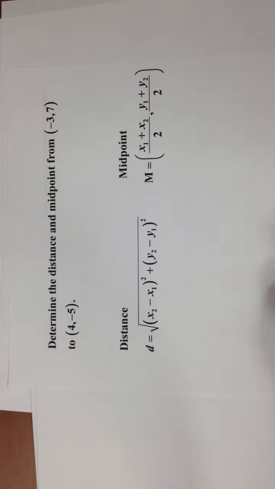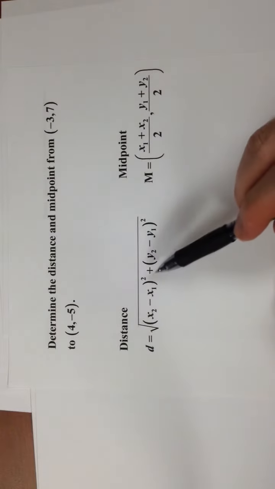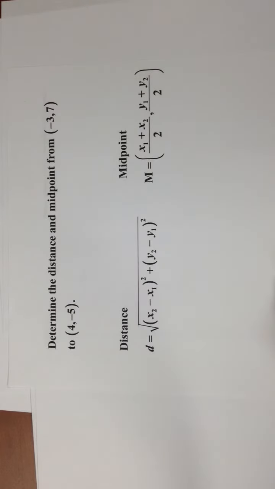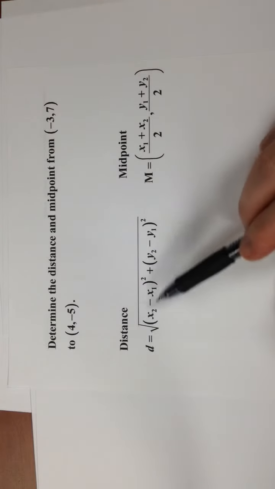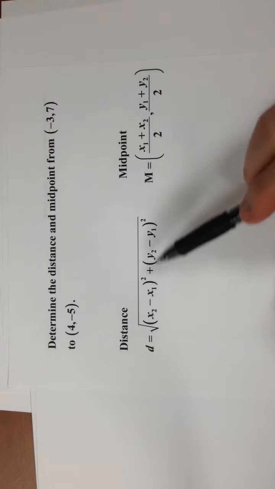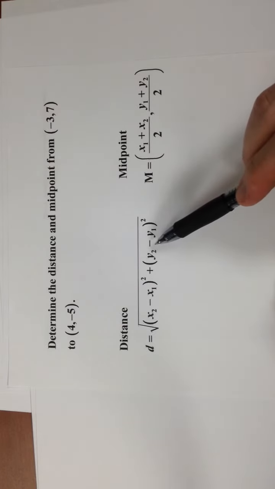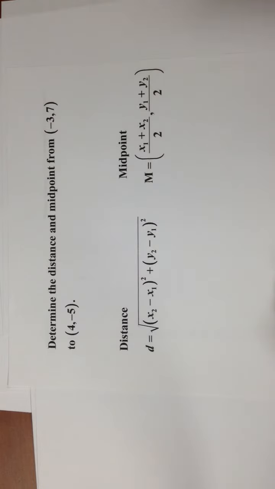Okay, now to be able to determine the distance, among our algorithms, we have the distance d is equal to the square root of the sum of the squares of the differences between the x coordinates, where we have x2 minus x1, as well as the y coordinates, where we have y2 minus y1.